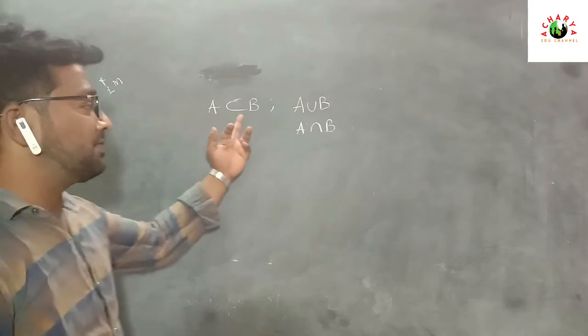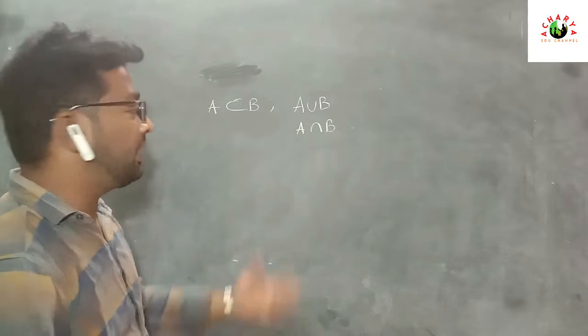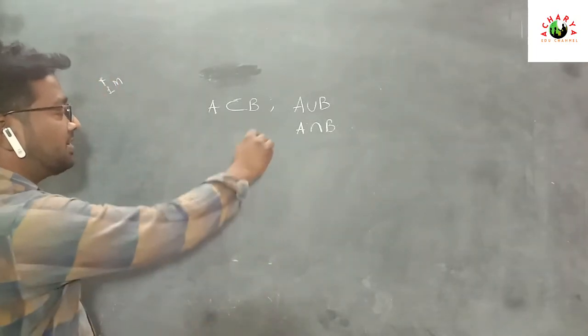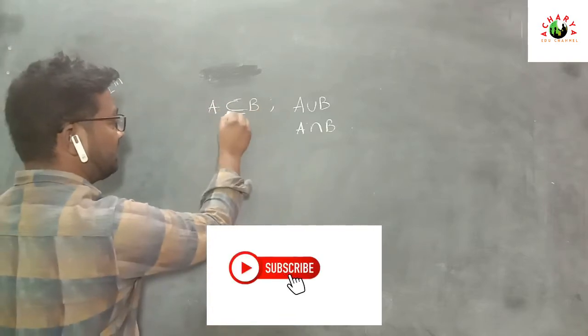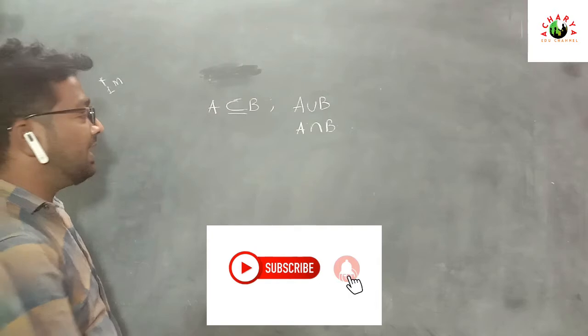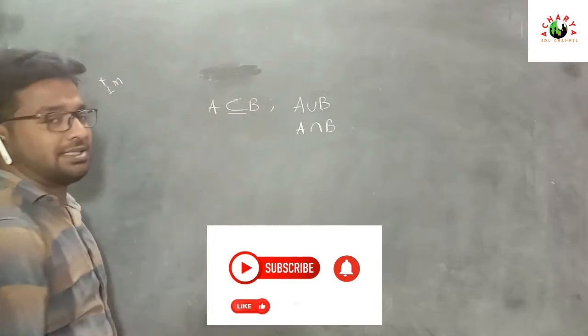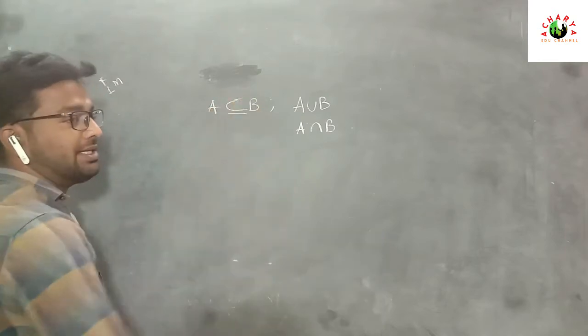If A is subset of B, then what is the value of A union B and what is the value of A intersection B? Compulsory question. See, A subset B. Already we know subset. What is meant by subset? Here all the elements of A set are present in B set.